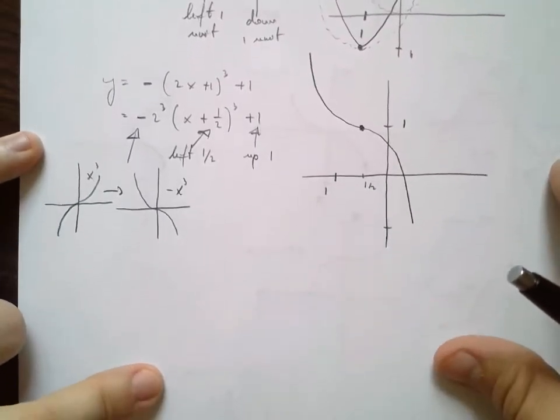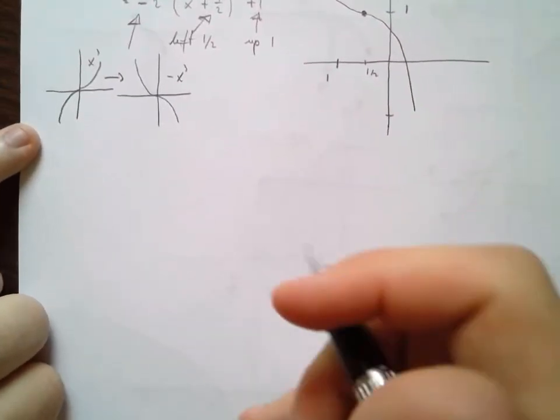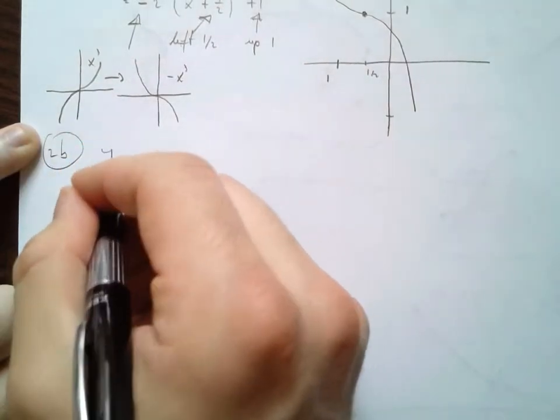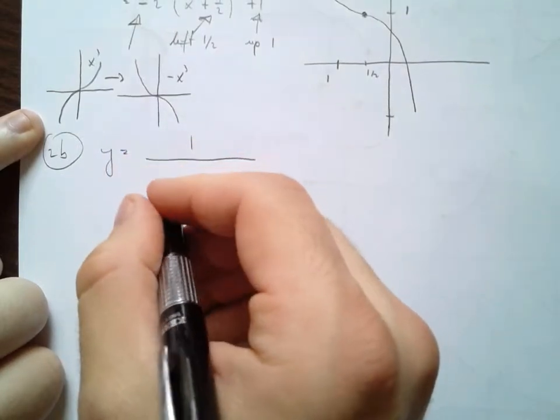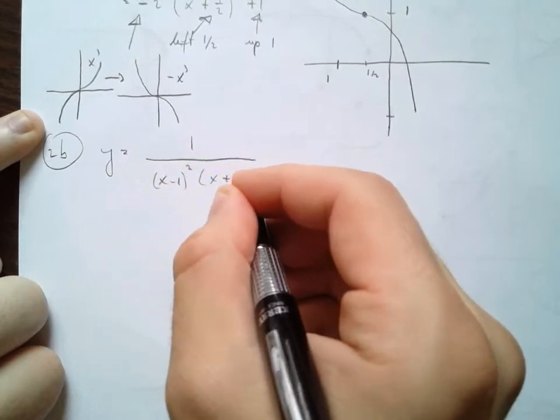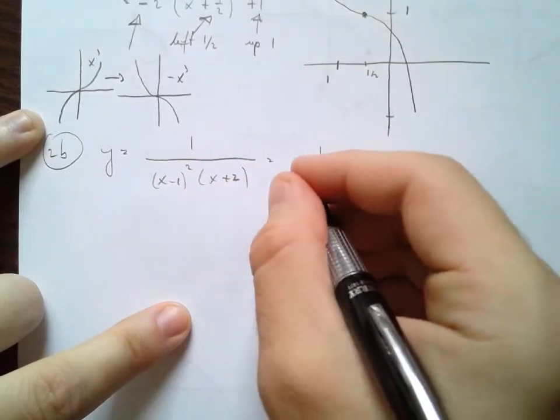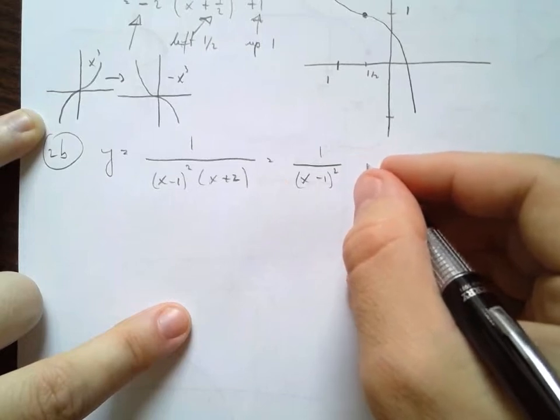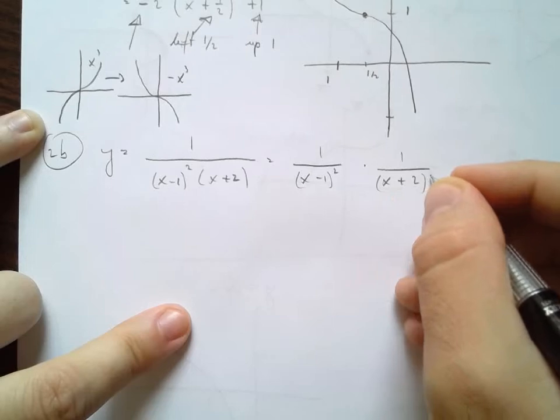Let's take a look now at problem 2b. This one has as graph some rational functions. The first one is y equals, and let's see, this is 1 over x minus 1 quantity squared times x plus 2. So notice I can think of this as 1 over x minus 1 squared like that times 1 over x plus 2 to the first power.